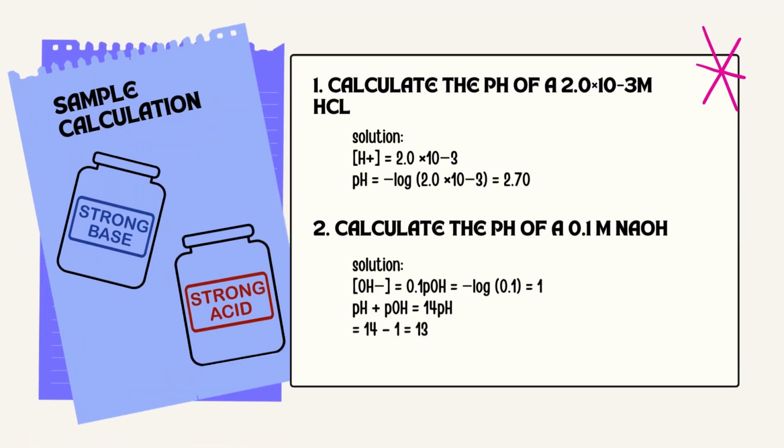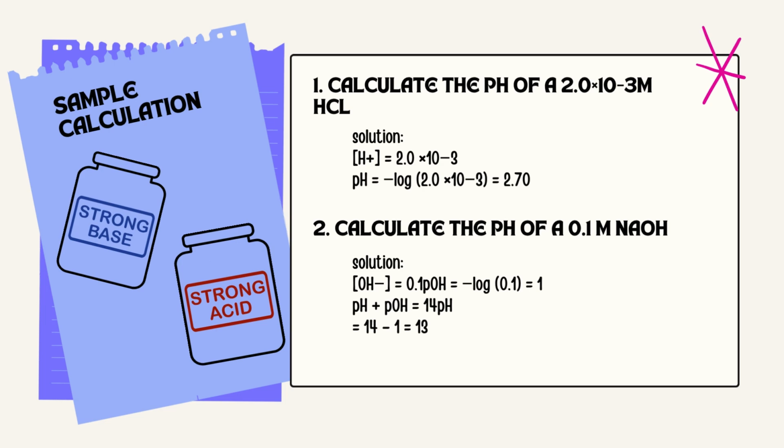Let's do some pH calculations. The titration formula is based on the reaction stoichiometry. For simple acid-base reactions, use MV equals MV, where M is molarity and V is volume. This allows us to calculate the unknown concentration using the known values from the experiment.